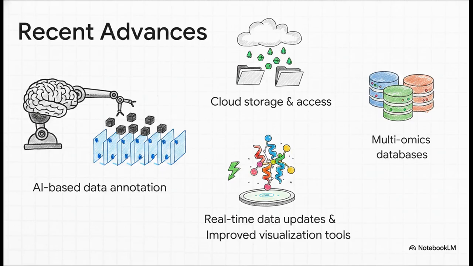However, modern tech is actively upgrading our library as we speak. Just look at these recent advances. AI-based data annotation is swooping in to help researchers avoid drowning in information overload by automating the categorization process. Cloud storage and access mean a researcher sitting in Tokyo can instantly pull data that was sequenced just an hour ago in London. We're also seeing the massive rise of integrated multi-omics databases, real-time data updates, and wildly improved visualization tools. Essentially, technology is stepping up to solve the very limitations we just talked about.